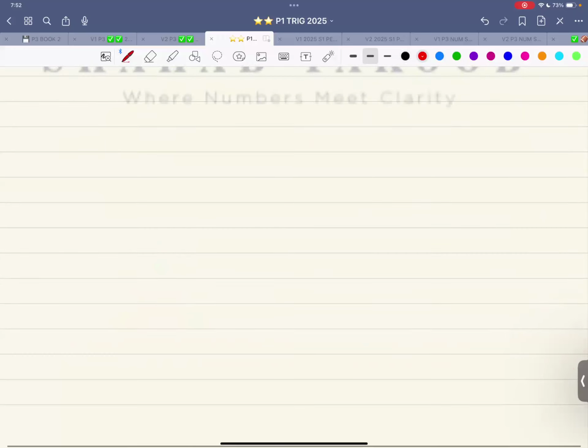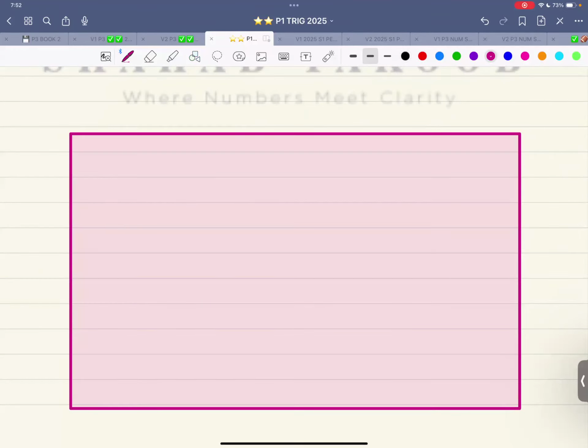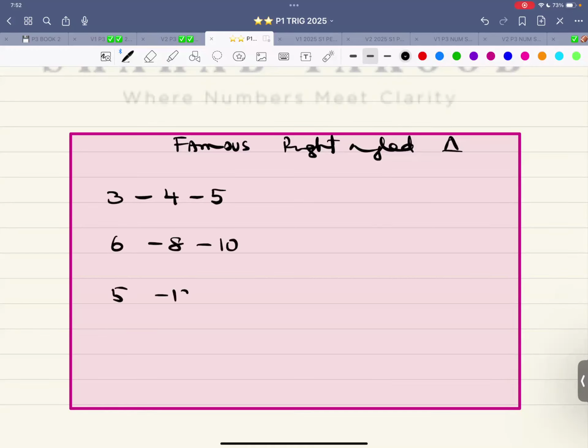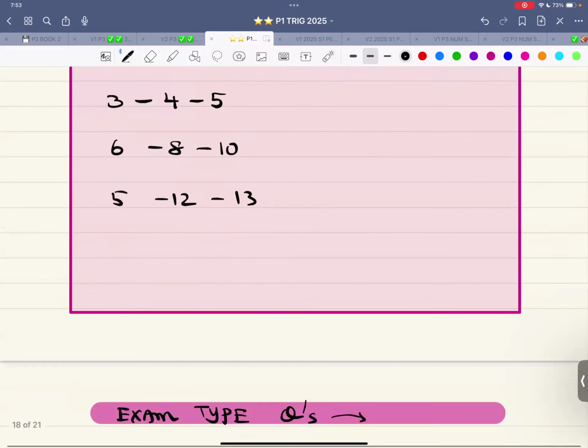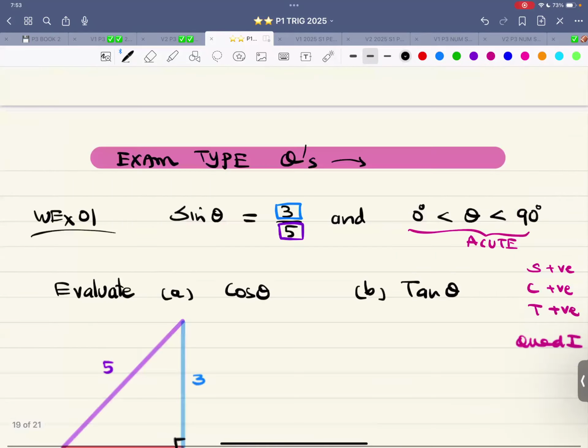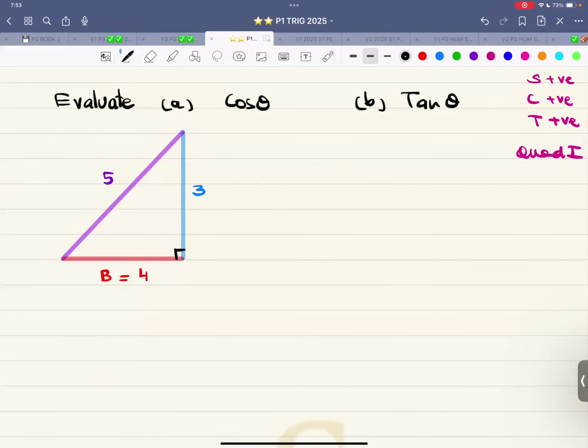That brings me to another thing, which is, let me draw a triangle over here. So now let me write the famous right angled triangles. So there is 3, 4, 5. There is 6, 8, 10. There is 5, 12, 13. There is 7, 24, 25. So these are some of the famous right angle triangles. So if 3 and 5 are given, the base is 4.